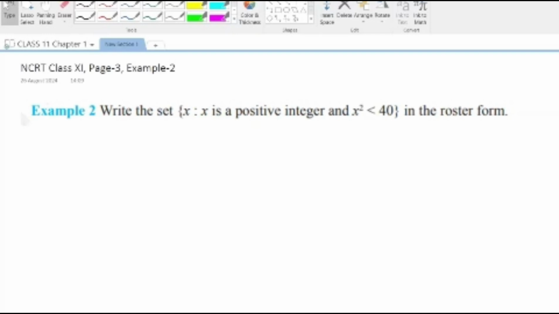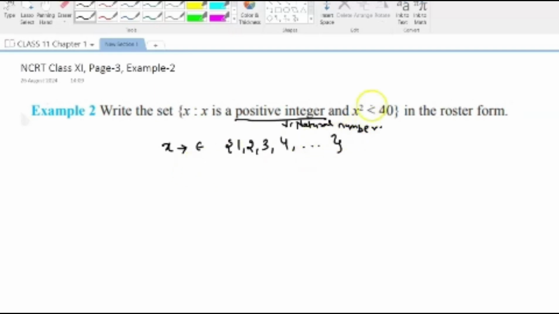Write the set of x such that x is a positive integer and x square is less than 40 in roster form or tabular form. So x is a positive integer. It means x belongs to 1, 2, 3, 4 and so on, right? Positive integer or natural number, both are the same thing. And x square should be less than 40.